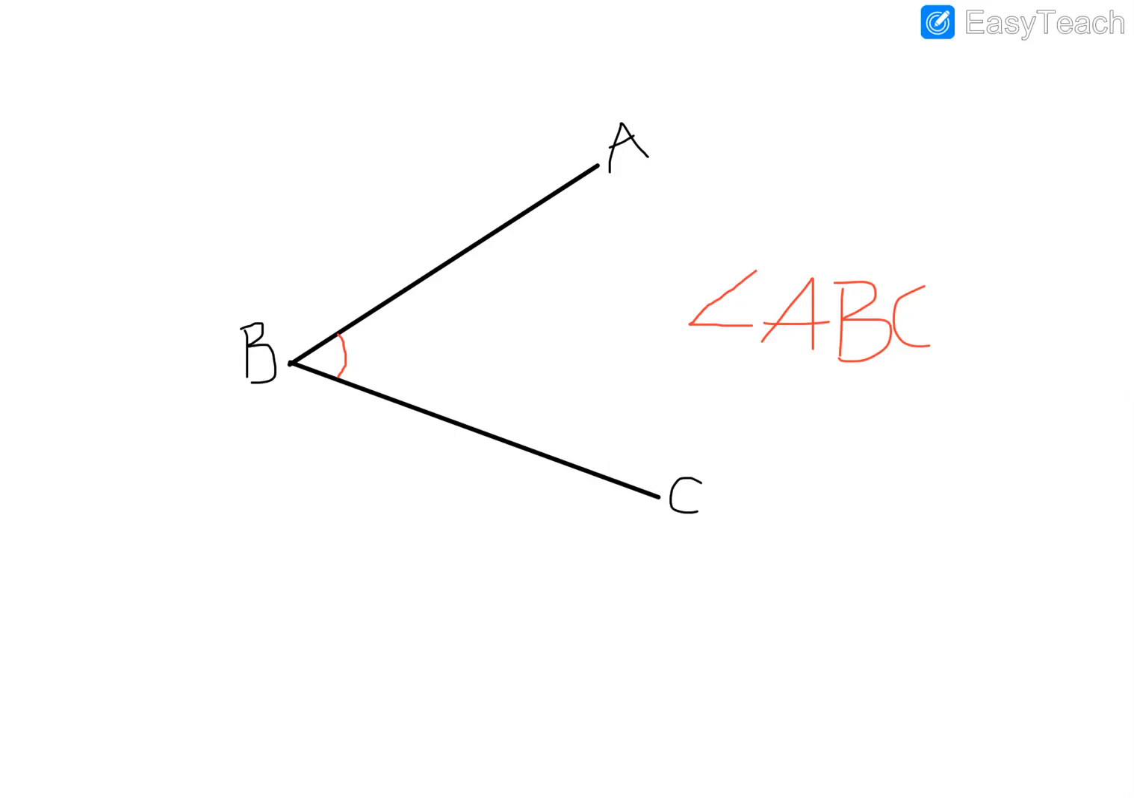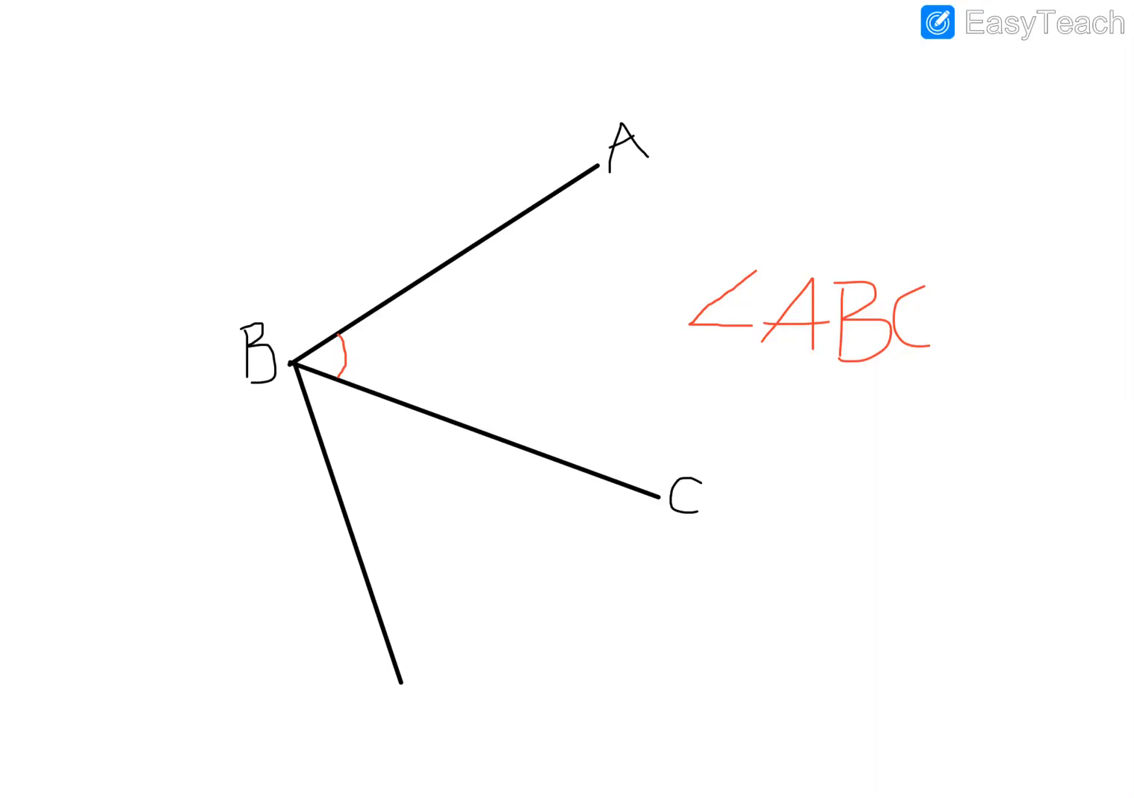So I'd say that as angle ABC, and the order I put the letters in is important. The actual point where the angle is will always be this one in the middle, so the angle is at B, and it's formed between A and C. So I go from A to B to C, so that is my angle ABC, because I've just sort of traced it out there.